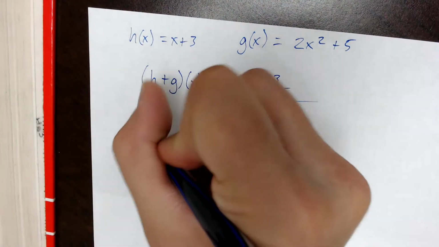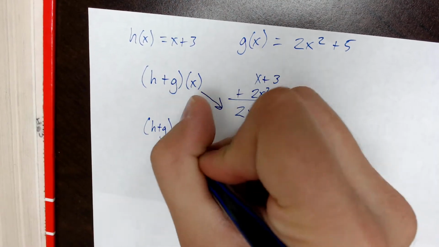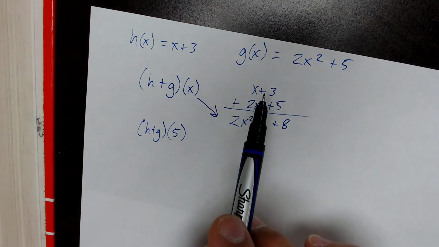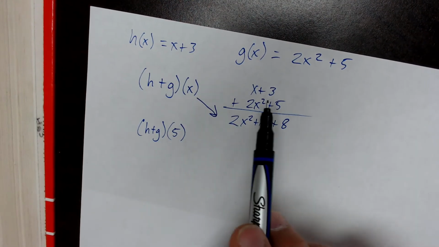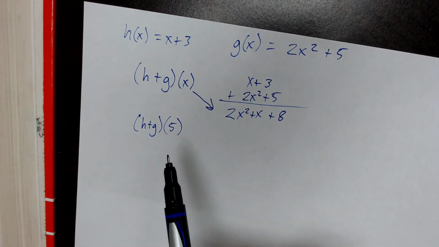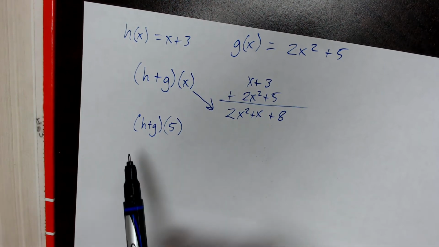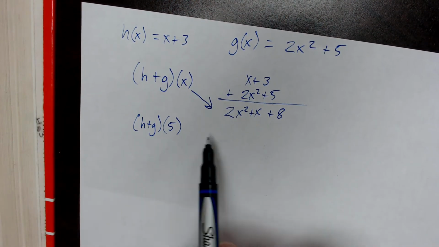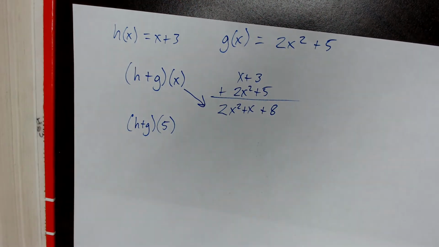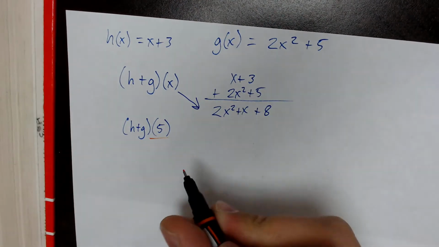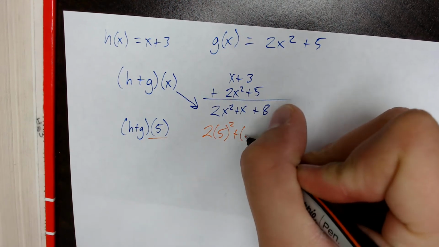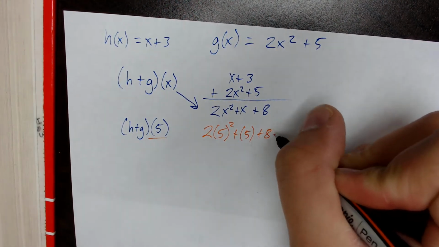Now if I wanted to do h plus g of 5, then I have to add an extra step. So I would do the same thing I did here. I'd take function h, I'd add it to function g in terms of x. And then if I had to find the sum of the functions equal to 5, then everywhere there's an x, I would plug in a number 5. So I would rewrite this. Let's switch colors real quick. So I take the 5 and I would rewrite this as 2 times 5 squared plus 5 plus 8.